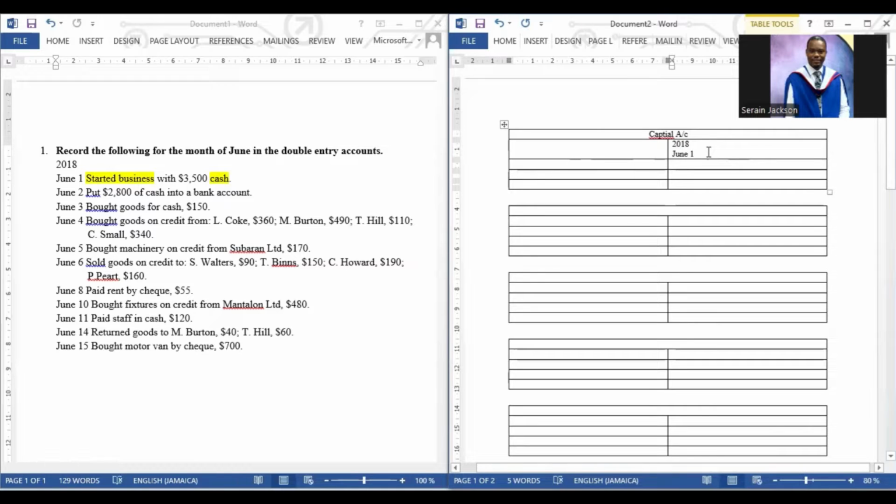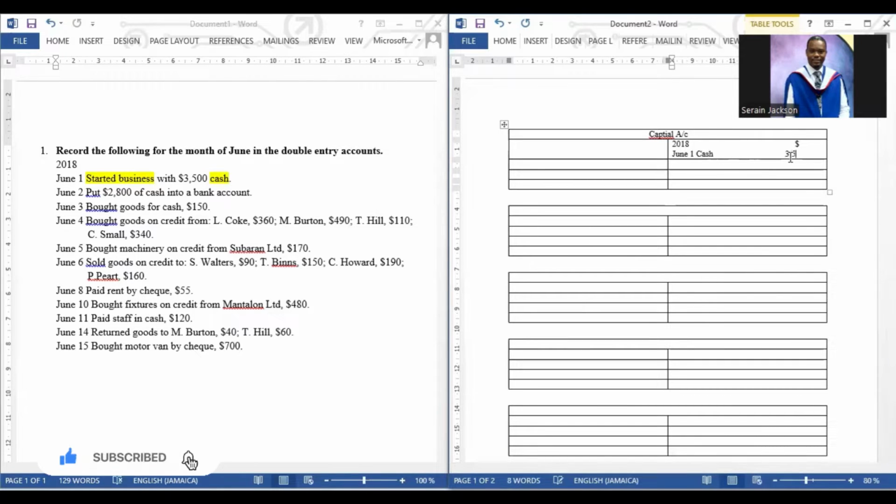What we're going to do is write the name of the other account that is affected by the transaction, which is cash. So you write cash there, and you write the amount. The amount here is $3,500. Let me put in my dollar sign. I always tell my students to put in the dollar sign.